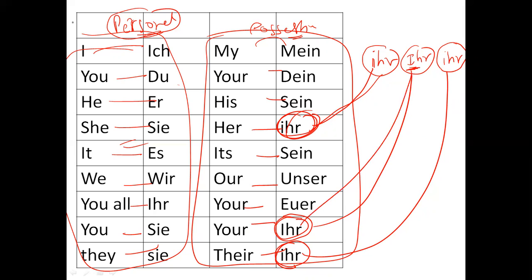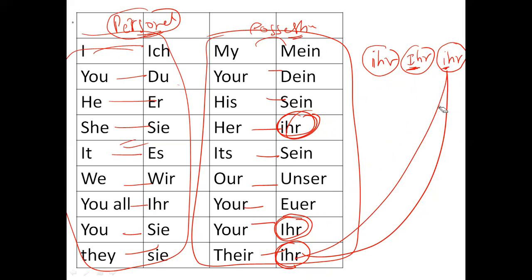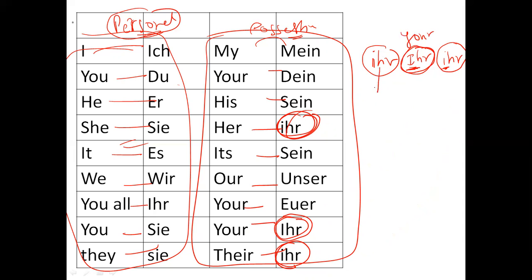If i is again small, then it can be their. So two words are there. If I is capital, then there is no issue, because it will be your. But if i is small, it can be her, it can be their. So that we need to identify with the help of the sentence. We will do it in a while, right? We will discuss with examples.